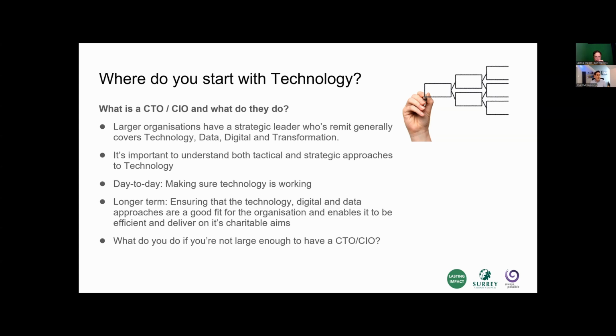What do they do? They look at technology, they look at data, they look at digital. Quite often they look at transformation as well, how organizations can really benefit from technology, digital and data, and transform to deliver that.